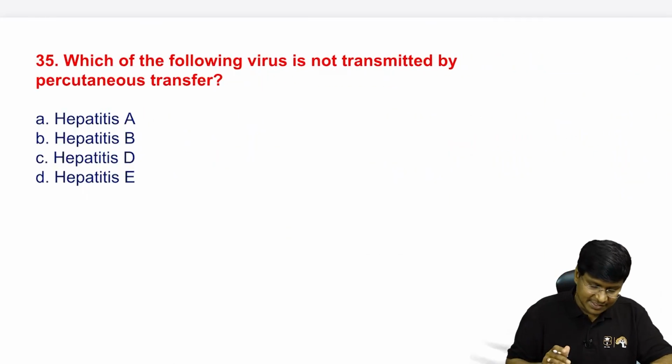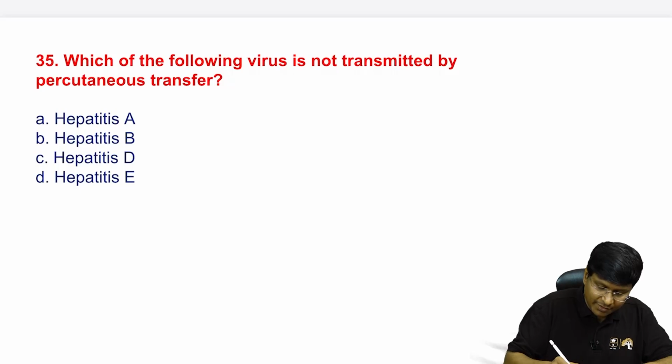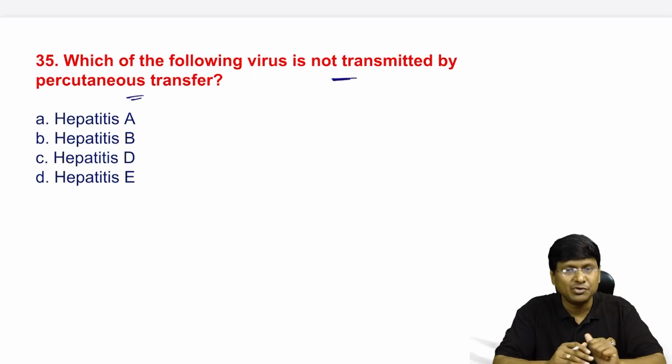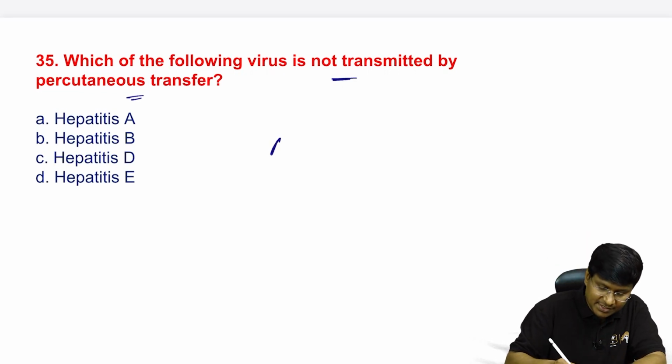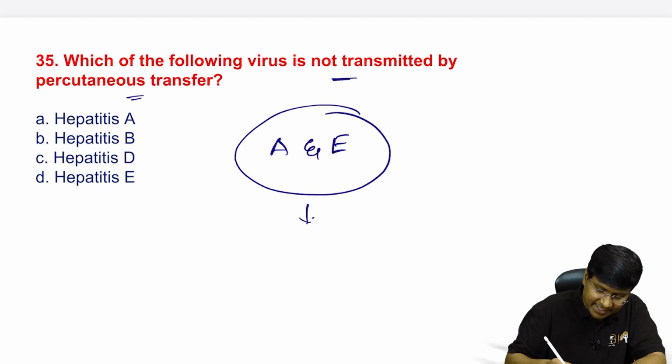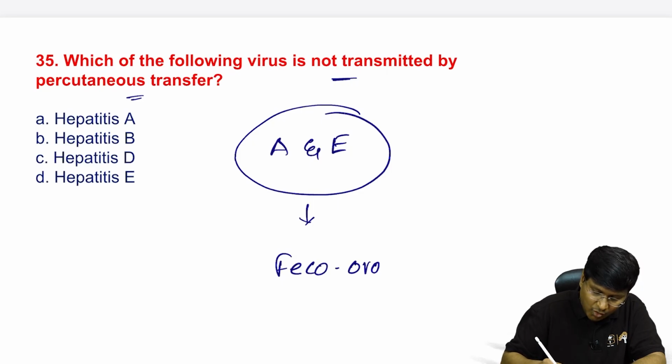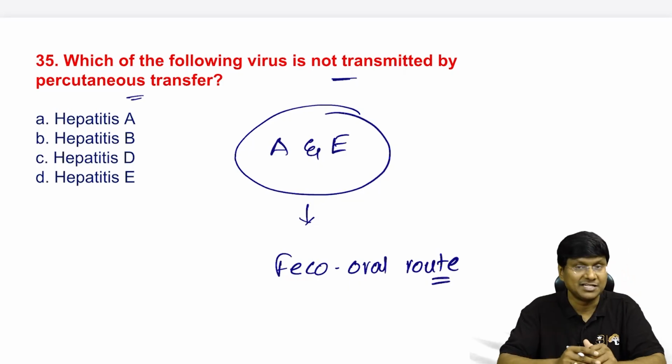Now, let us discuss some questions. Which of the following viruses is not transmitted by the percutaneous route? We have two important viruses which are not transmitted through the percutaneous route: hepatitis A and hepatitis E. Both of them are transmitted through the fecal-oral route.